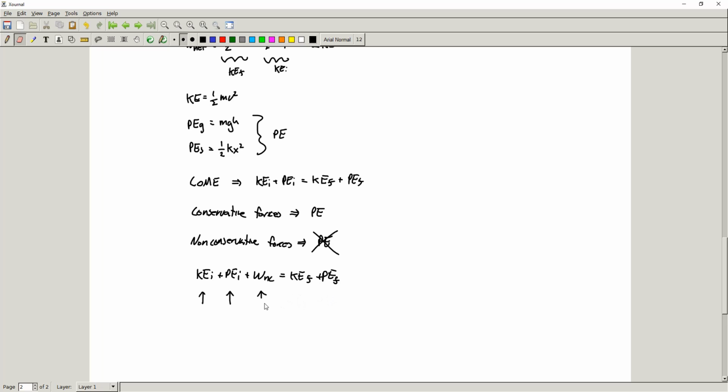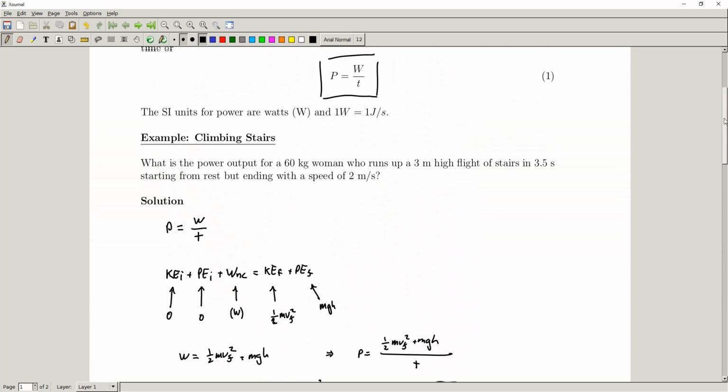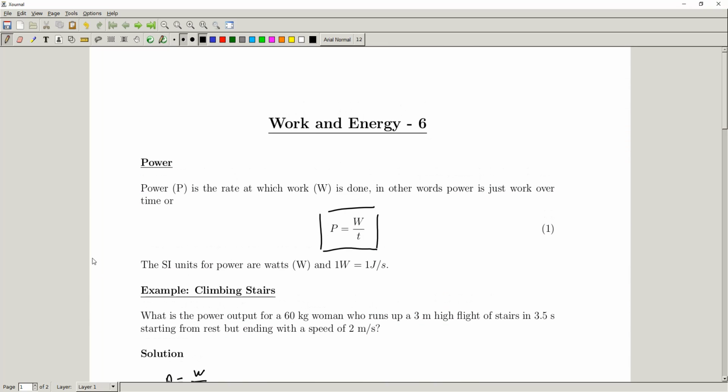And we're going to find that that is a very useful equation to solve a number of problems, okay? And so that's basically it for this module. I just wanted to sum everything up here, and that'll do it for work and energy. We'll move on to something new in the next video.